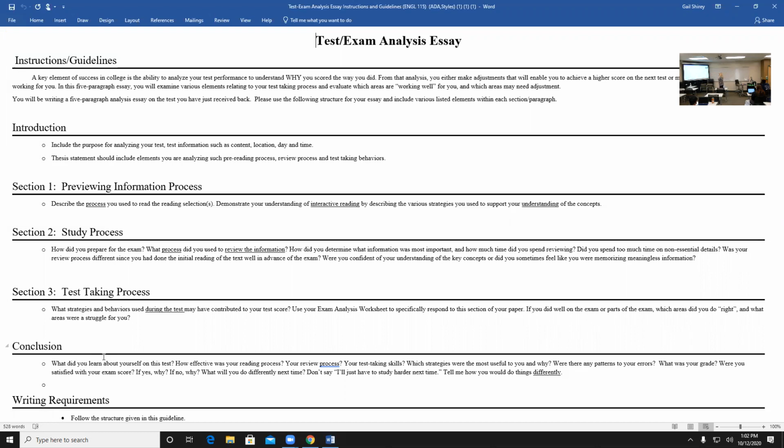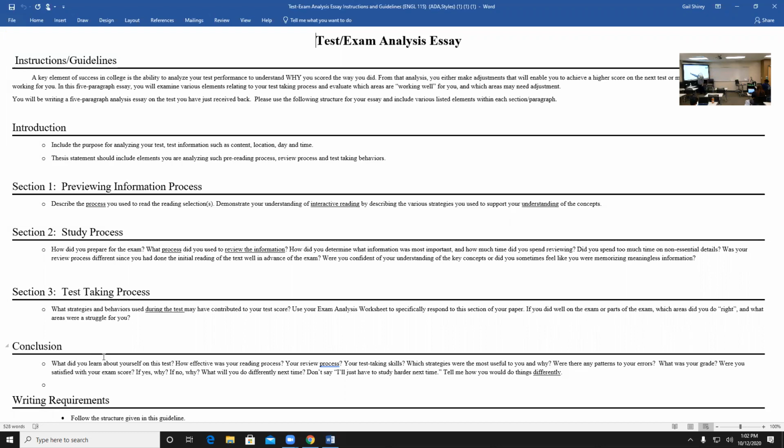In my analysis of my test performance, I noticed that my previewing process was a little shaky, but my study process worked very well for me, and my test-taking process was very successful. Okay, you see where I'm going there? Does that give you a good idea of what I'm looking for in the introduction? Okay, excellent.